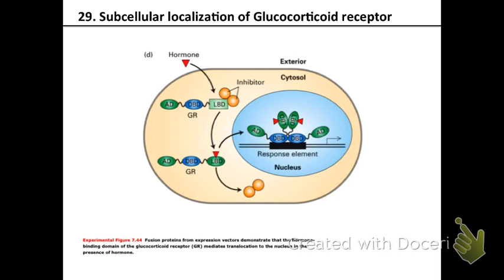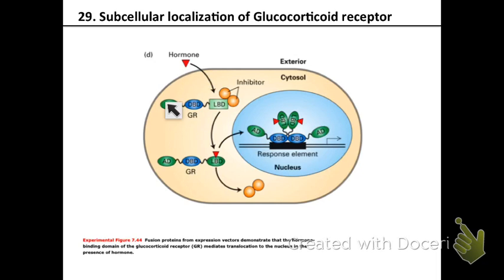So that's how the ligand actually regulates the transcription factor activity. And there is another way in which the ligand regulates transcription factor activity, and it does so by changing the subnuclear localization of the receptor itself.